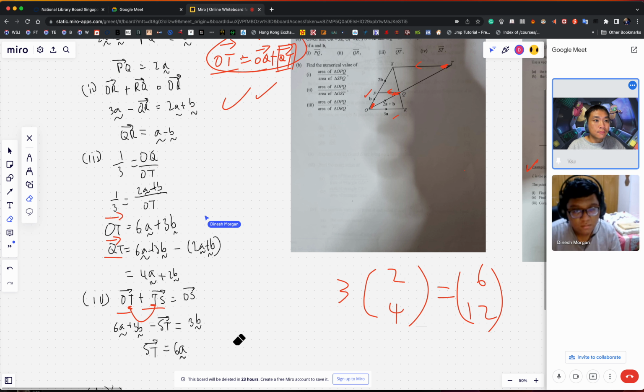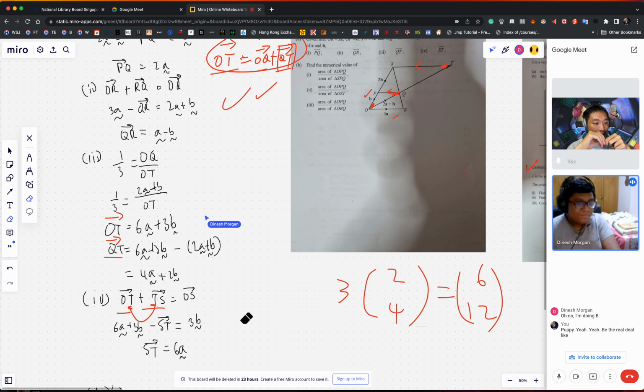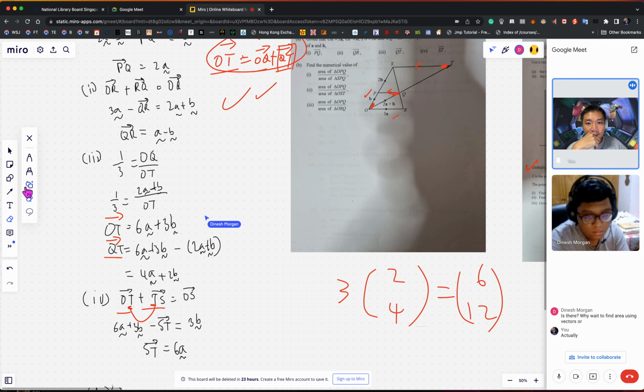You done? Part B, yep. I'm doing B. Yeah, B is the real deal, like I said. Is there a way to find area using vectors? Actually, yeah, this is something I want to highlight to you. When it comes to area ratio, right?